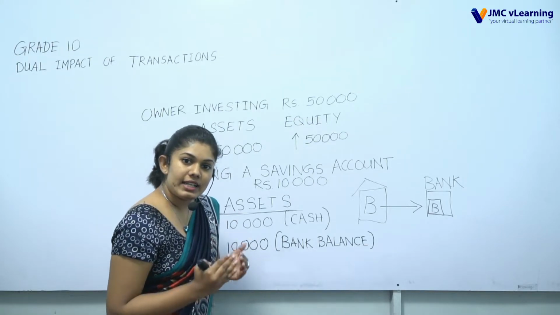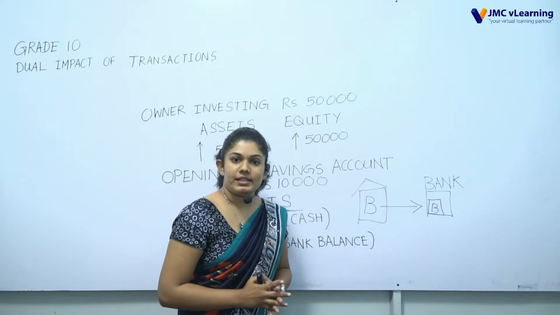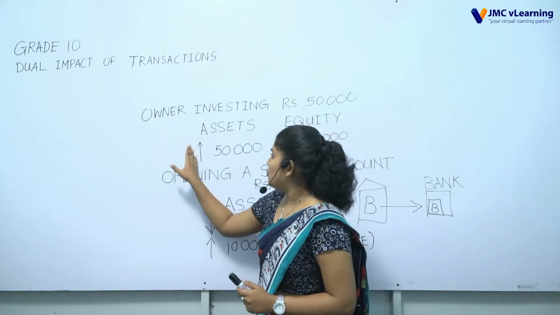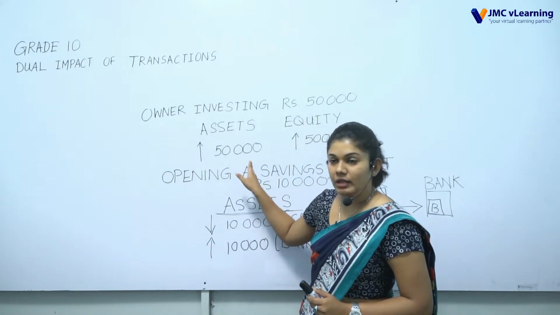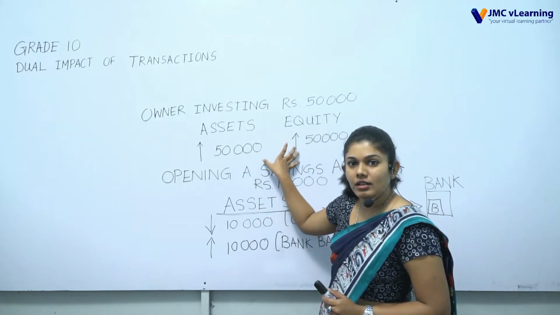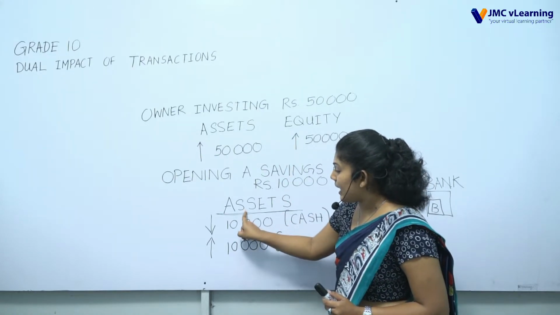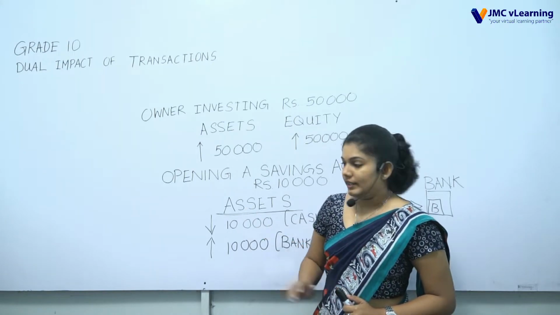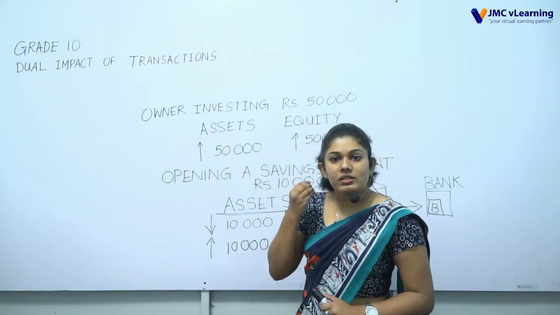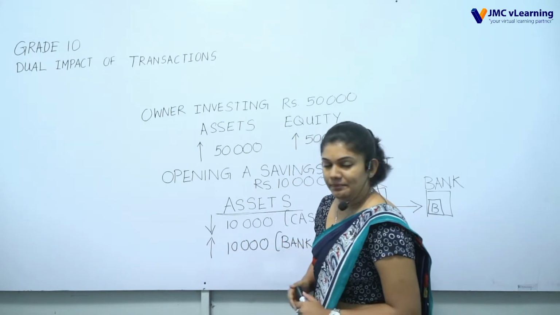So, this is what we call dual impact of transactions. That means when you record a transaction, either two elements are affected, that means two entries are passed for two elements, or two entries are passed under the same element. This can be capital, liabilities, anything. What matters, what highlights, is two entries.